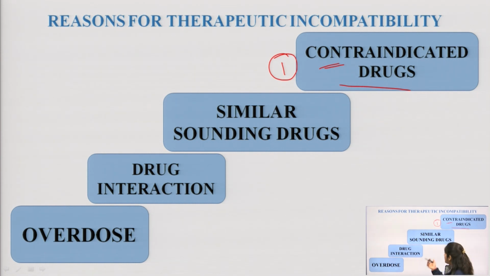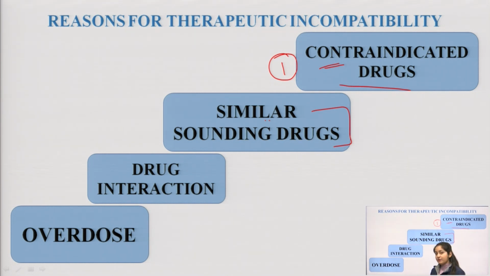Then another reason for therapeutic incompatibility is similar sounding drugs. Whenever we talk about similar sounding drugs, whatever the physician has prescribed to us is similar to the one that we have heard earlier or used earlier. We might get confused in the name of the particular formulation, and that is going to affect therapeutic compatibility. So, it is very important to understand that if there are two similar sounding drugs, we have to be extra precise with the patients when we are prescribing him or her the similar sounding drugs.